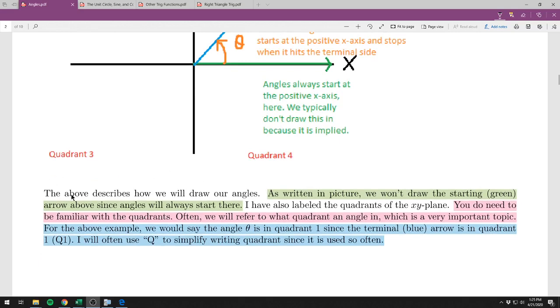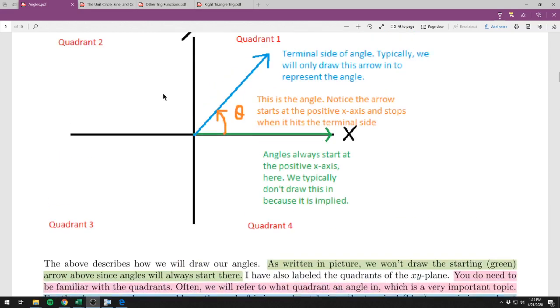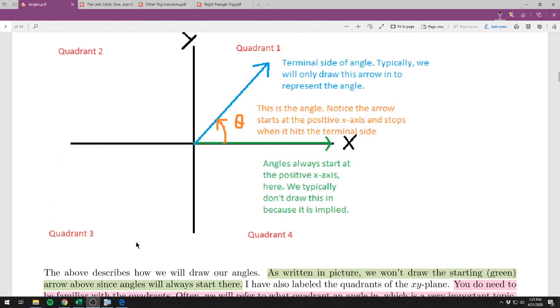So as the above describes is how we will draw the angles. Written in the picture, we won't draw the starting line. I have also labeled the quadrants as a reminder. Hopefully you remember those, but if you don't, just get them memorized very quickly.